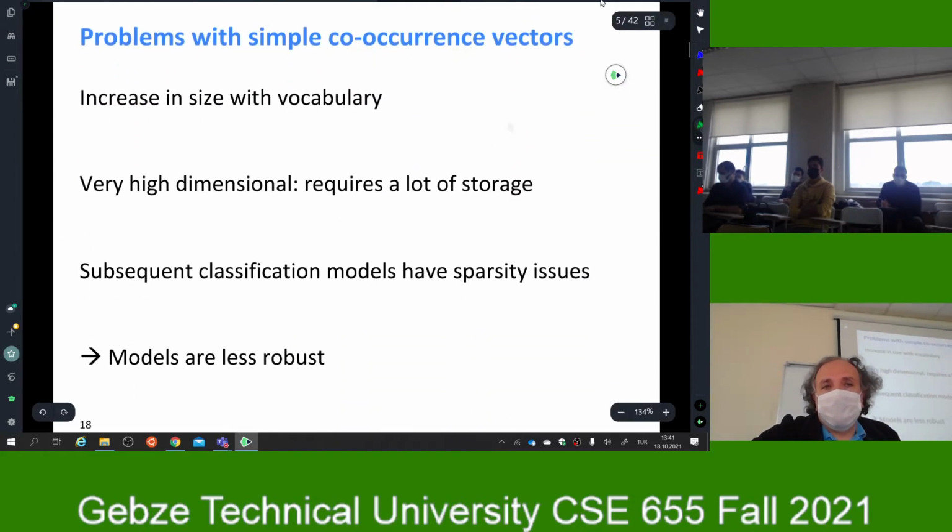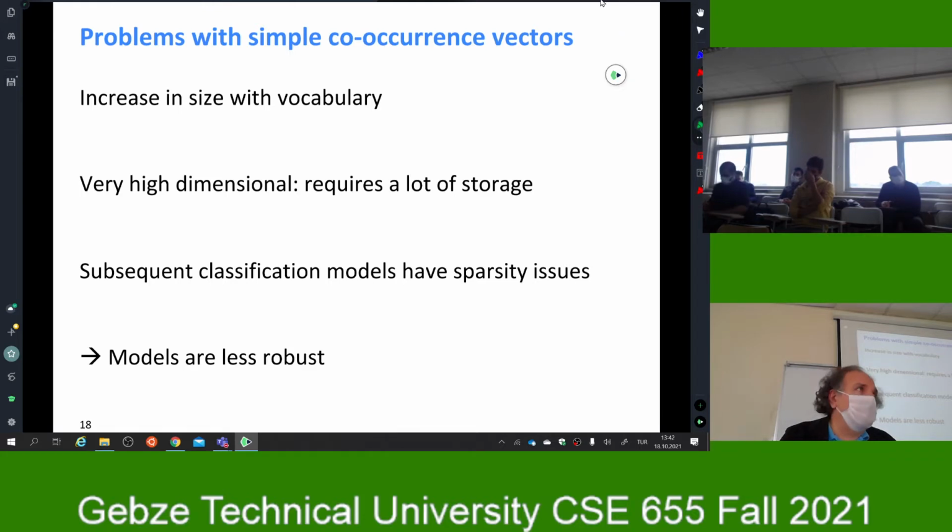Okay. So the problem with the co-occurrence matrix, as I said before, is the increase in size with vocabulary. If the vocabulary is large, my table size becomes larger. Maybe I can manage it, but if the vector sizes are large, that makes it very difficult to use, very high dimensionality. And subsequent classification models have sparsity issues because, as I said, many zeros. I don't like them in my vectors and in the matrix. So models are less robust.